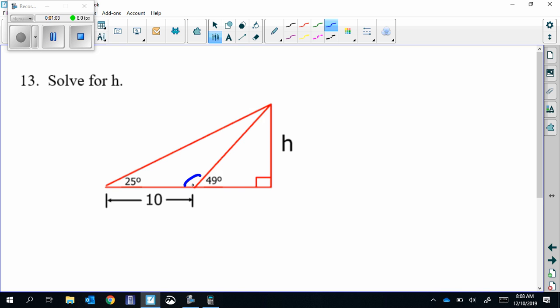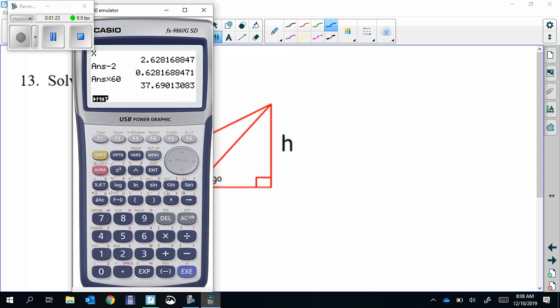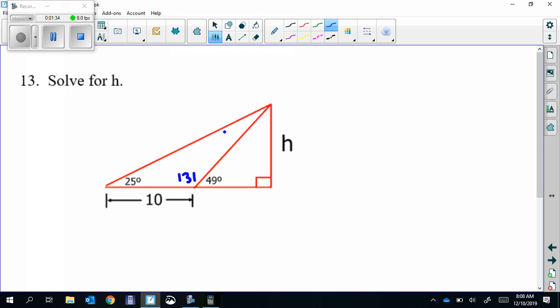We can figure out that this angle right here is 180 minus 49, so 131. And if we wanted to, we could figure out both of these parts separately or together. Doesn't really matter. 25 and 131. Subtract that from 180, we'd get positive 24 if we subtract it the other way. So this angle's 24.